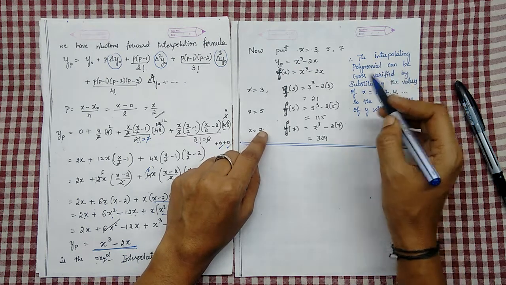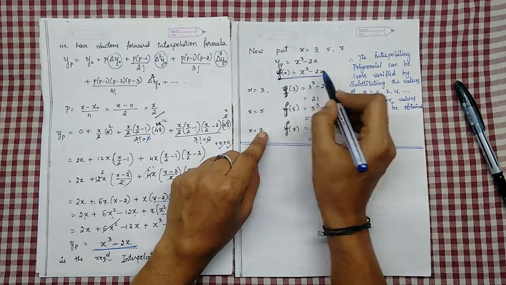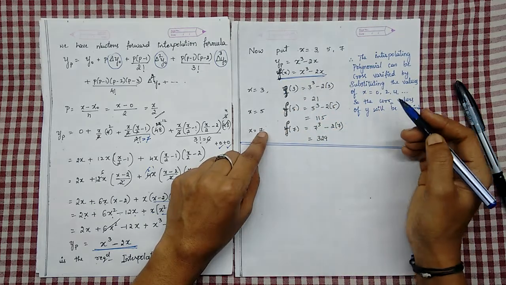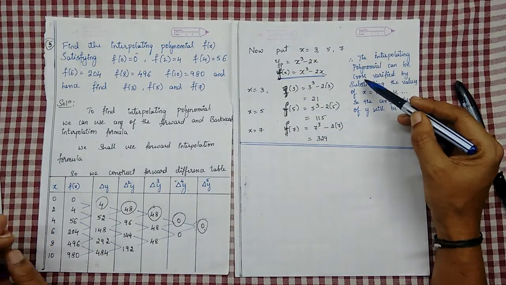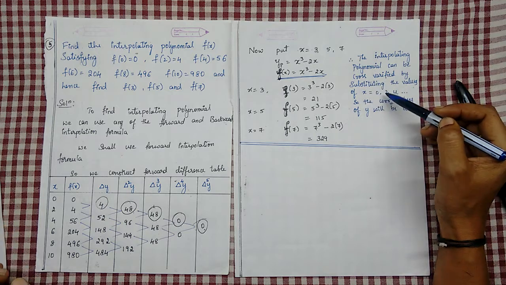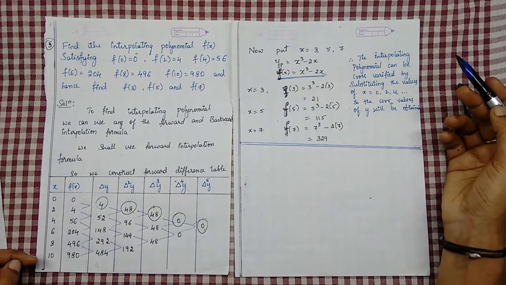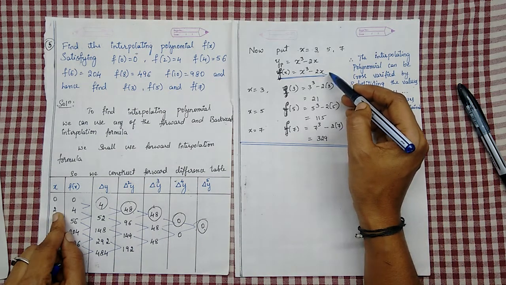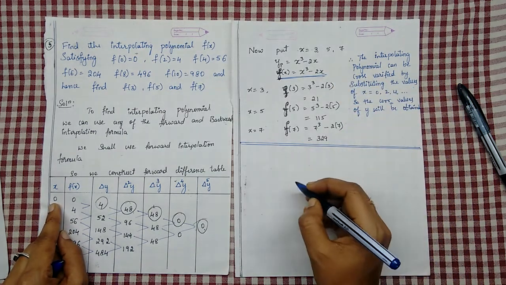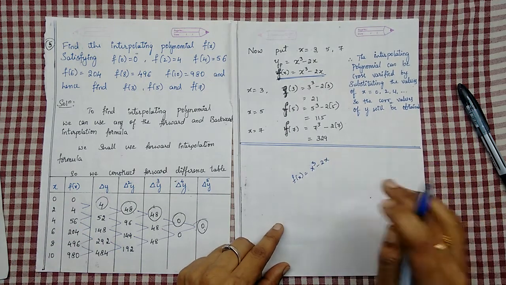See here, to check whether the found interpolating polynomial is correct or not, you can check like this. The interpolating polynomial can be cross verified by substituting the values of x equal to 0, 2, 4, 6, 8, 10, and so on. The corresponding values of y will be obtained. See, for this interpolating polynomial, put x is equal to 0. What is the polynomial we have here? f of x is equal to x cube minus 2x. This is the interpolating polynomial we got.